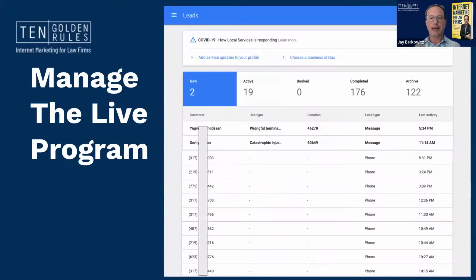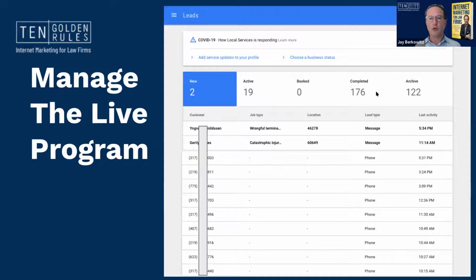And so now you want to manage the live program. And maybe the most important thing, outside of the secret algorithm, and this is, I guess, part of the algorithm, is you've got to get in and disposition leads. That's a fancy term. I always use it, but basically you've got to get in and tell Google, these are good leads or these are bad leads.